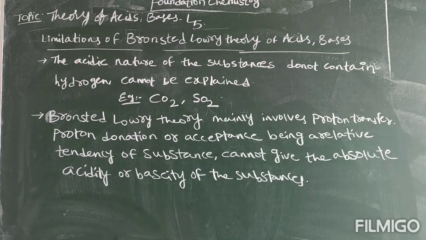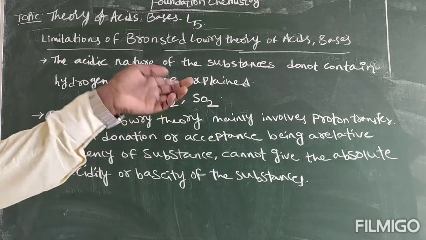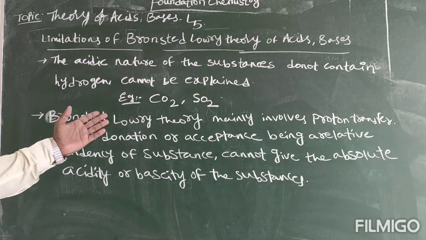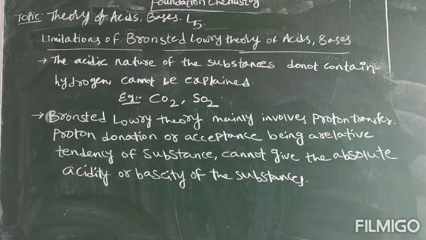So what is the major limitation? It involves only proton transfer. Again, the one which is not having H plus ion cannot be treated as an acid according to this theory. But carbon dioxide and sulfur dioxide both are acidic in nature. So this was again a limitation. Then why are we considering this? We have some merits in this that we will discuss now. Please make a note of these 2 points.